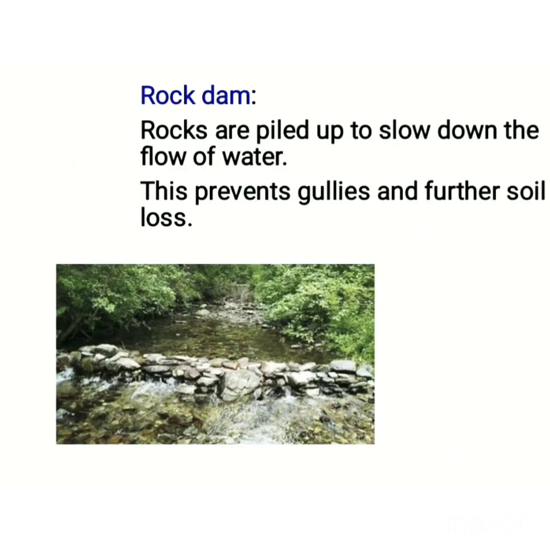And next one is the rock dam. It is a dam made up of rocks. Here the rocks are piled up to slow down the flow of water, and this prevents gullies and further soil loss. So soil erosion will not happen so easily if rock dams are constructed.